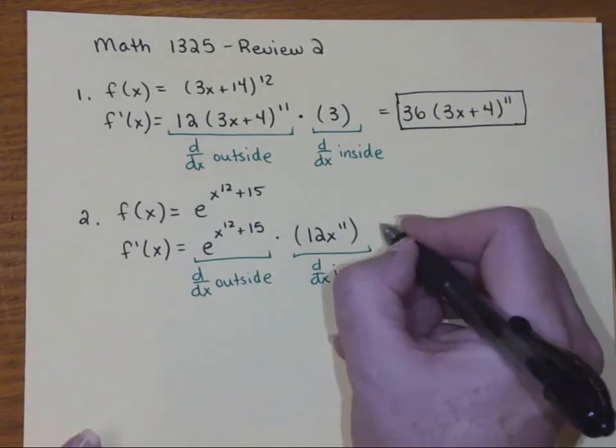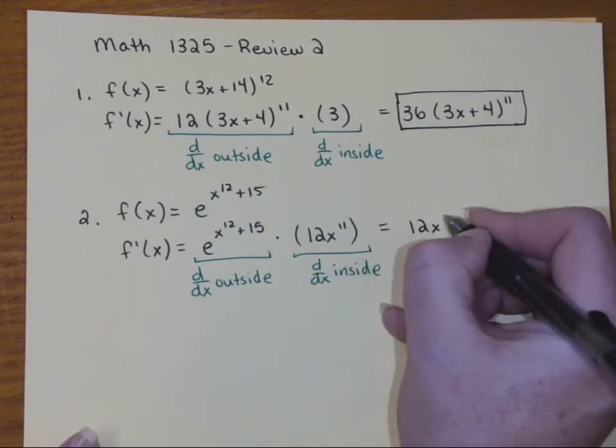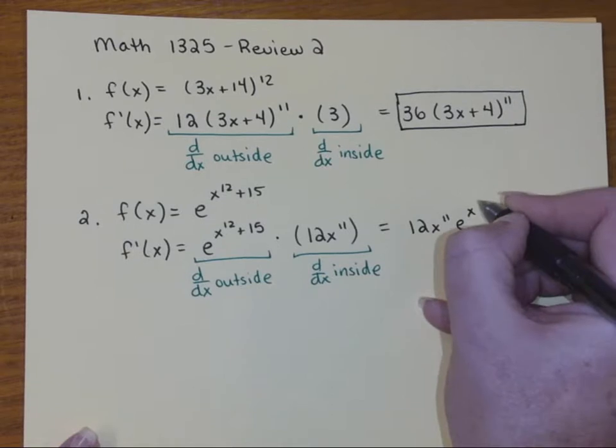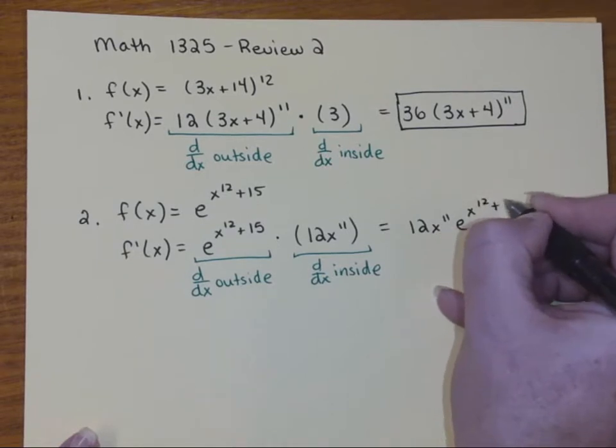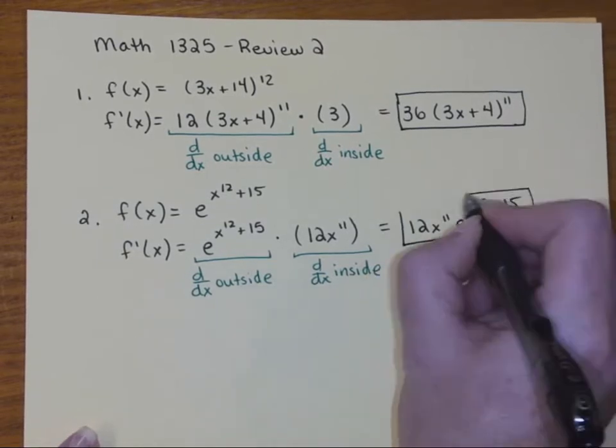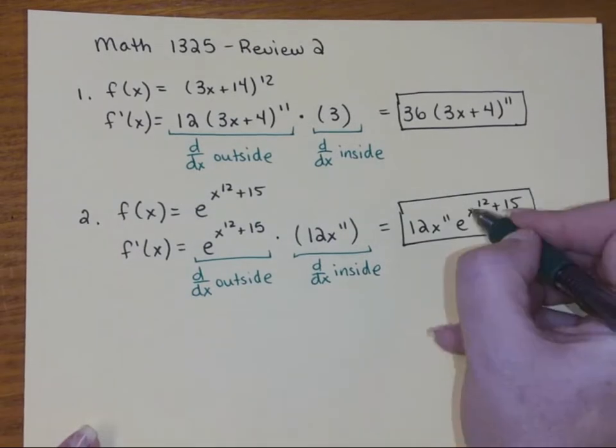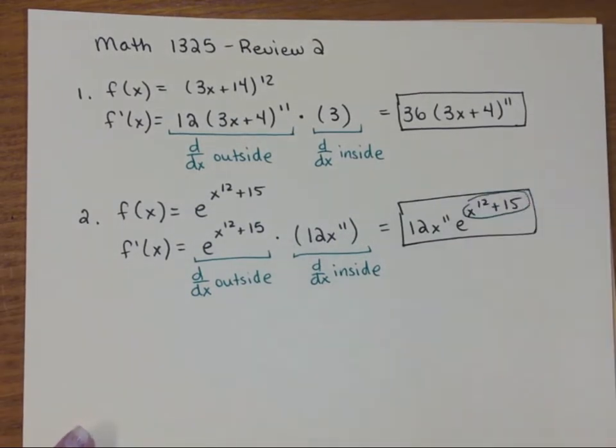Normally speaking, it wouldn't be wrong to write it this way, but we usually see the e term listed last. Make sure you understand that this part right here is actually an exponent of e. So it's actually e to that power, and make sure you're writing it as such.